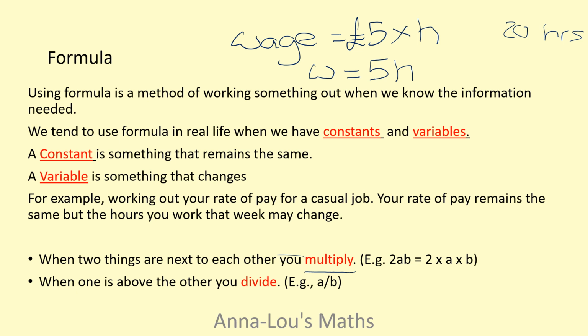When one's above the other, as we've seen in previous videos, we looked at this in BIDMAS, when things are above each other, that means to divide. So if you had A over B, that's A divided by B. So next to each other is to multiply, over each other is to divide. So going back to this one, 5H will be 5 times 20, which would give us our 100. So as I say, when things are next to each other, it's times. When they're over each other, it's divide. And all you're doing is substituting in.